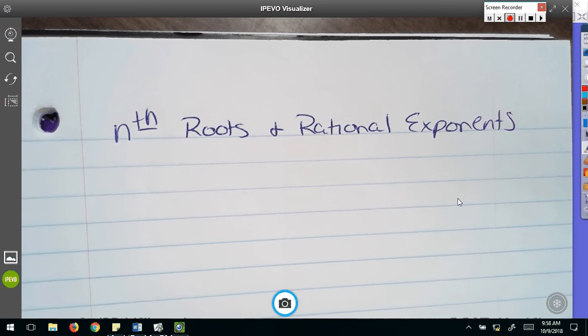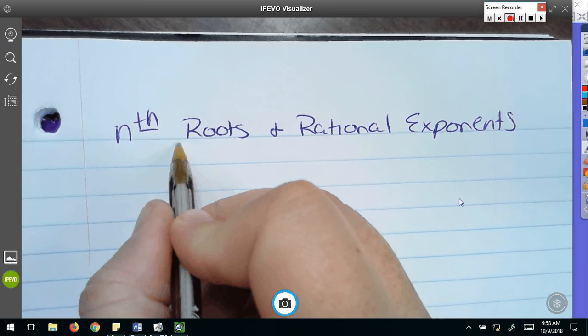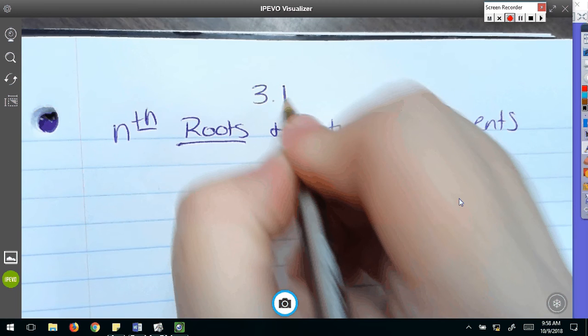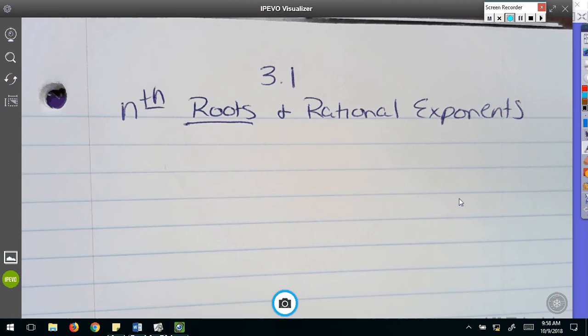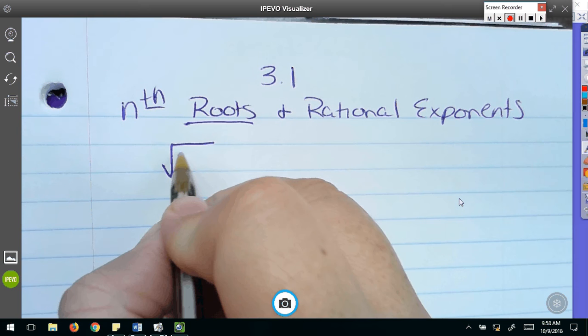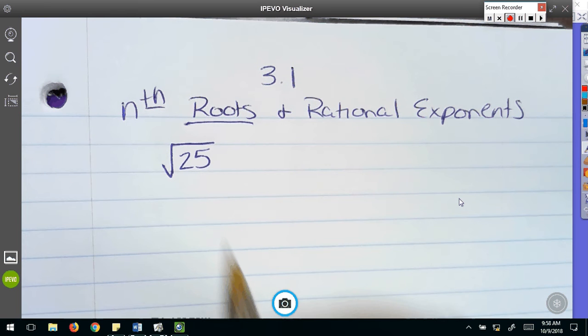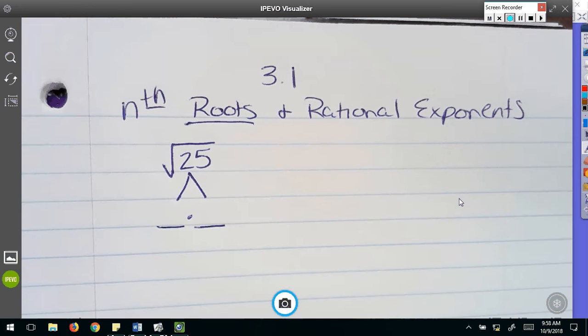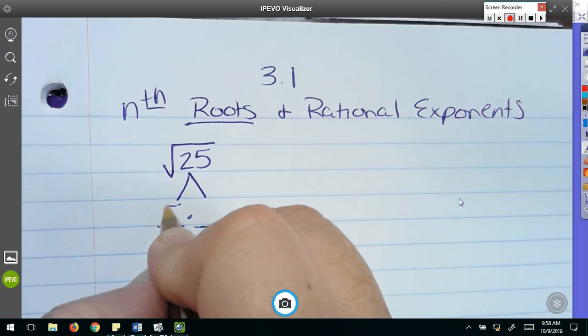Okay, so when we talk about nth roots, the roots that you're familiar with right now, by the way, this is section 3.1, are square roots. For example, if I had the square root of 25, I'm looking for a number that times itself 2 times to give me 25. Of course, we know that that's 5 times 5 is 25.